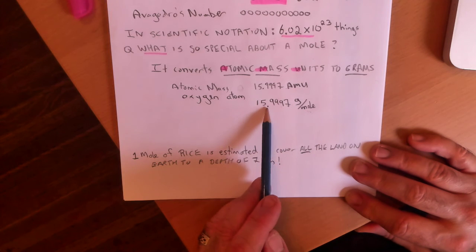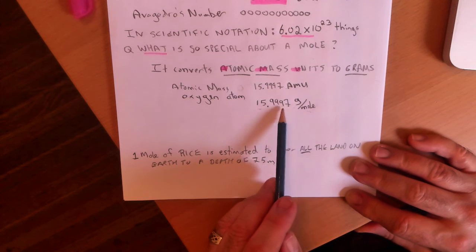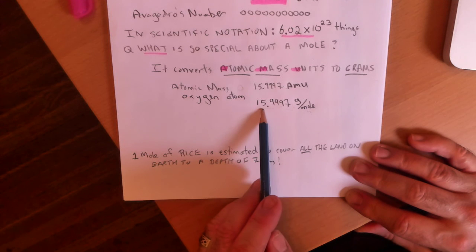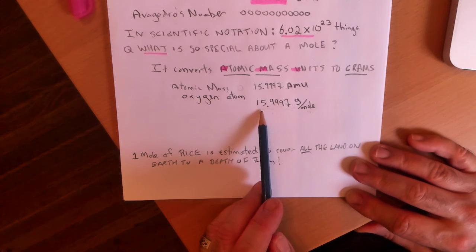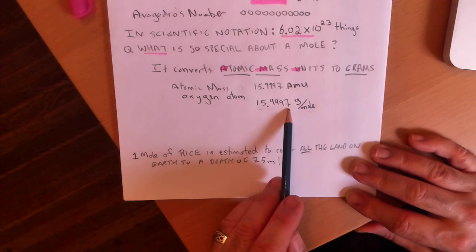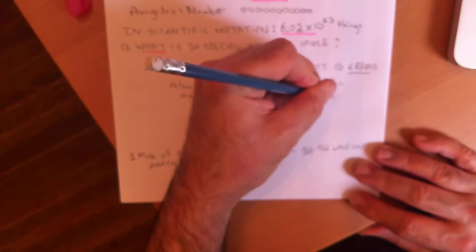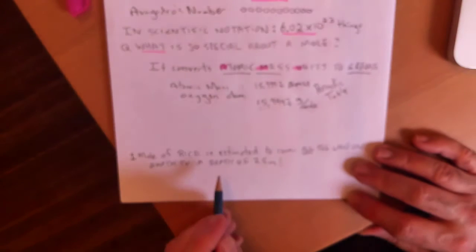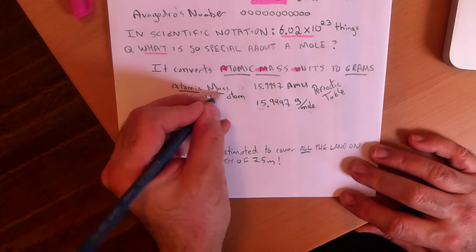Now, these numbers are not exact numbers. When we do problems, I don't mind you using rounded values. So although the true number is 15.9997, I would accept 16 grams per mole for oxygen. Unless we're doing a lab, in which case you should use the exact numbers from the table. Okay? These are from the periodic table. So when we want to find out, that's atomic mass.